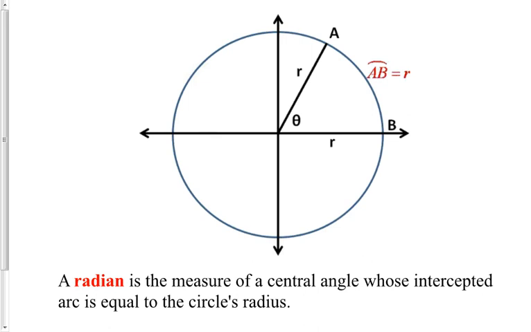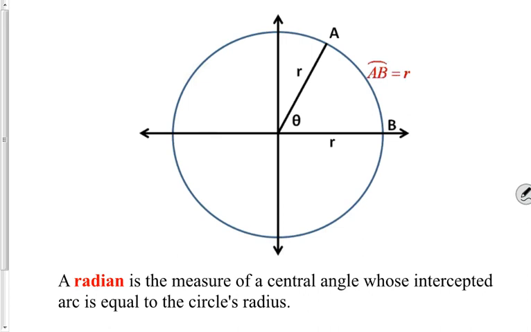So here we have a circle, obviously, and it has a radius r. And we have an angle of rotation. We're calling it theta, the Greek letter often used for angles. And we have arc AB, which has an arc length of r. So the length of arc AB is the same as the radius of the circle. This is important, okay?